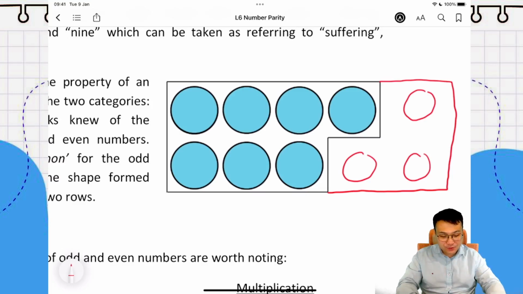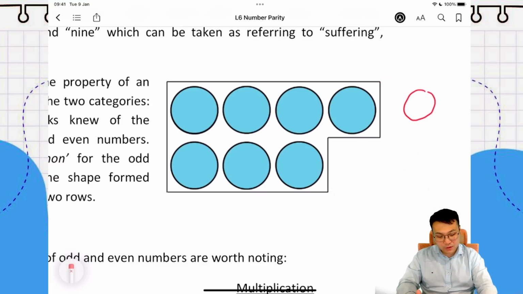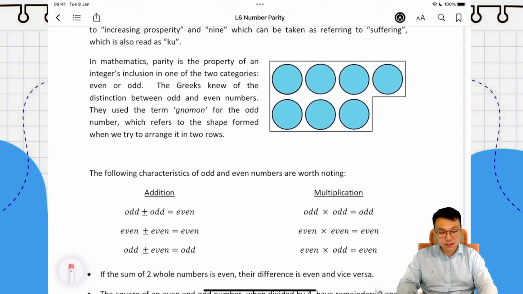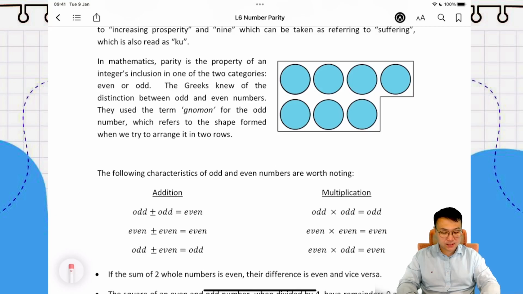So what does this tell you? A perfect rectangle represents an even number. So if you have 7 plus 3, you get 10, which is an even number. So students, this is one way to visualize odd and even numbers interacting with each other.